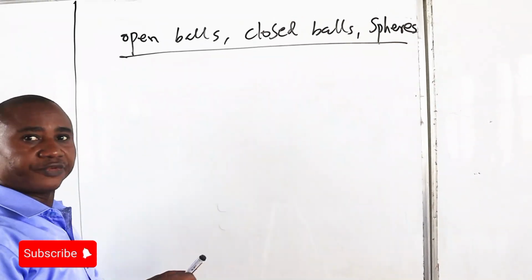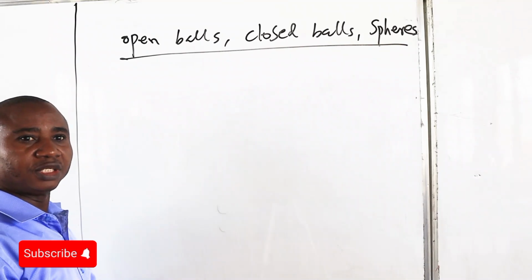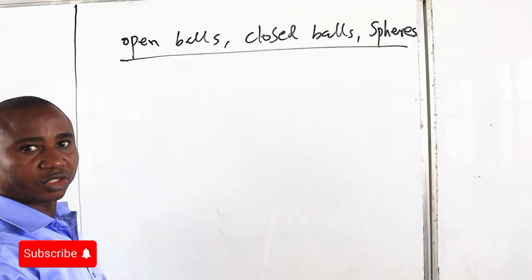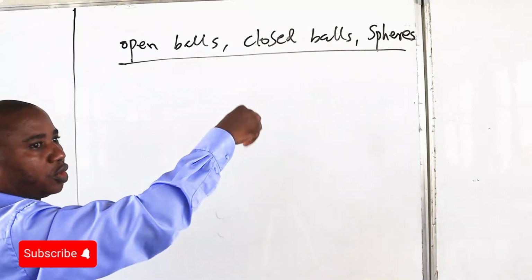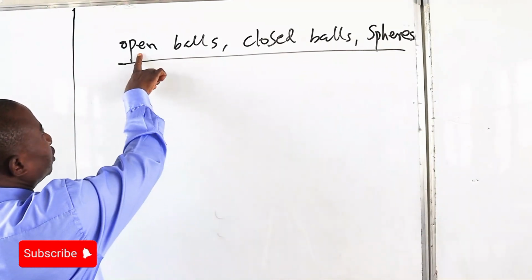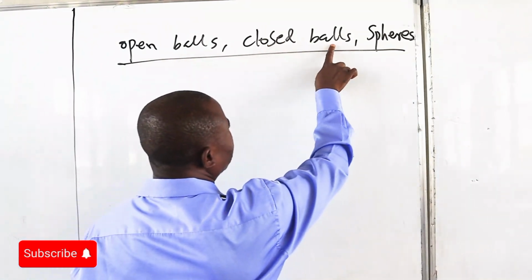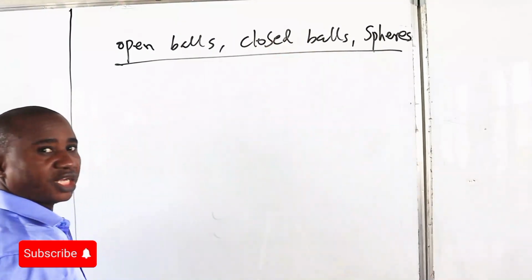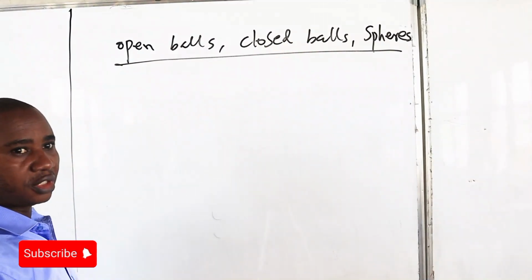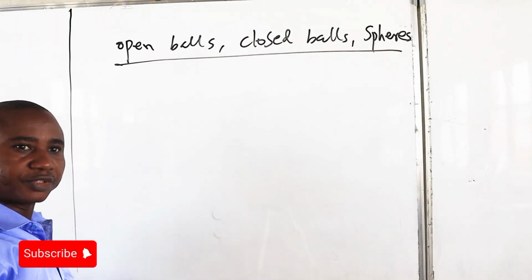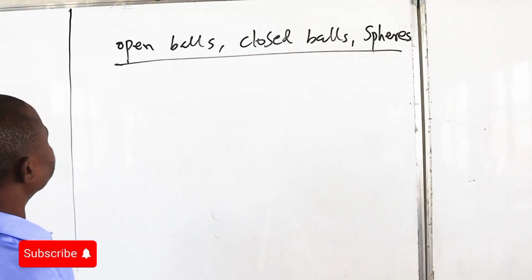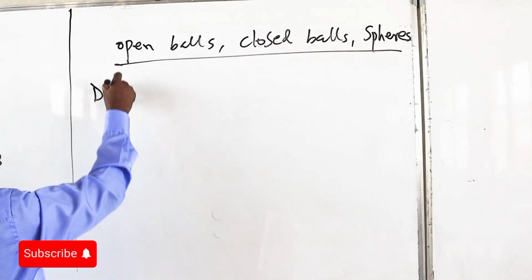So we are now very familiar with how to show that a given function is a metric on a given non-empty set. With that foundation, we want to learn the notion of open balls, closed balls, and spheres. They are otherwise called topological notions. So we will take time and understand them with examples so we are familiar with them. As usual, we start with a definition.